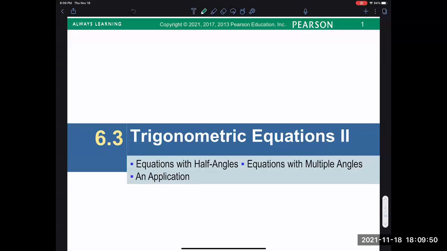And so what they're going to examine in this section is equations with half angles, like theta over 2 or x over 2, and equations with multiple angles, like 2x or 3x or 2 theta or something like that. So let's take a look at some examples they have here for us and see if we can think them through.